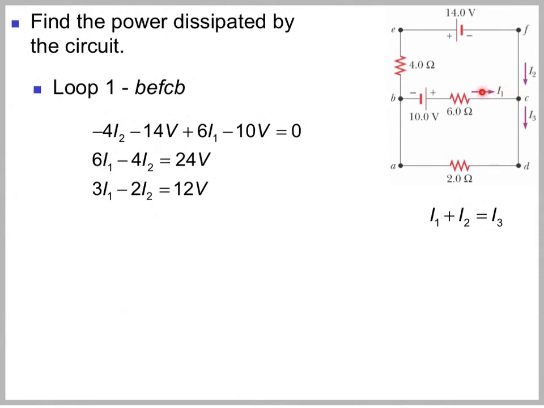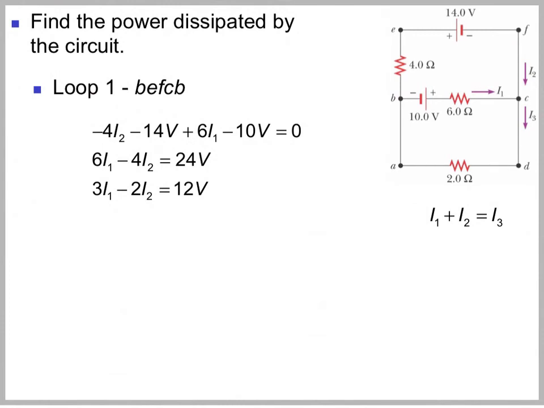I come along here and I hit another resistor. This time I'm going against the current, so I'm going to increase my potential difference. I get 6I1. Then I get to the battery, and I'm going from positive to negative, so I'm decreasing potential difference, minus 10 volts, and I'm back to where I started, so the total potential difference between B and B is 0.